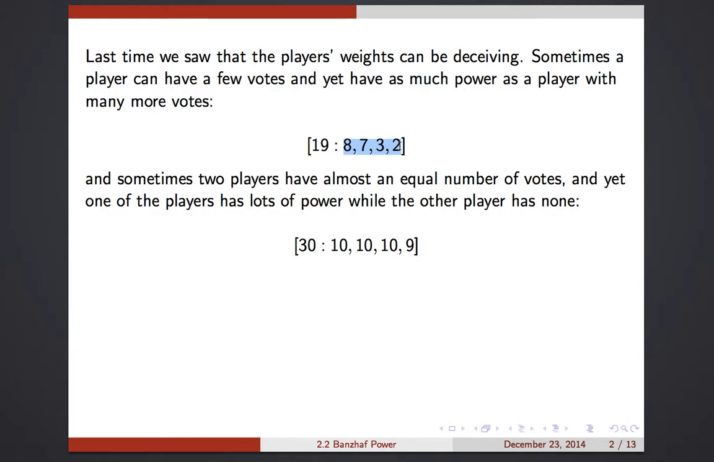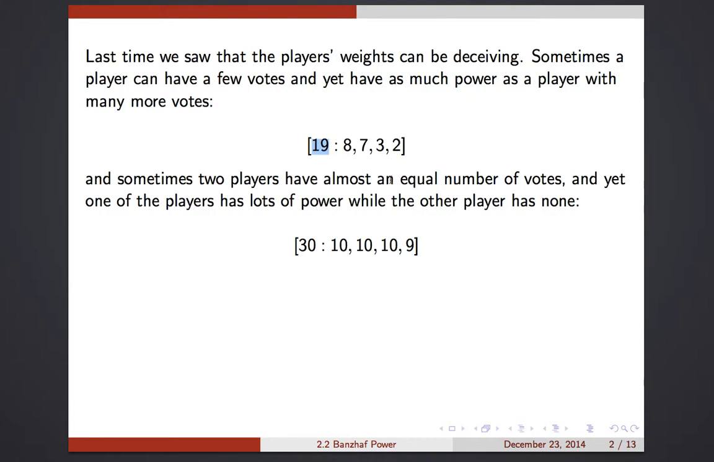So let's consider this voting system for a second. Remember what this means. This means that there are 4 voters and voter 1 controls 8 votes, voter 2 controls 7 votes, voter 3 controls 3 votes, and voter 4 controls 2 votes. And anytime a motion is put forward, you need 19 votes to pass that motion. That's what this notation means. You have 4 voters or 4 players, whichever word you'd like to use, and these are the amount of votes that each player controls. This is the amount of votes that a motion needs to pass.